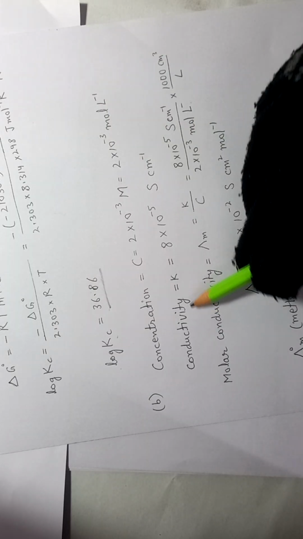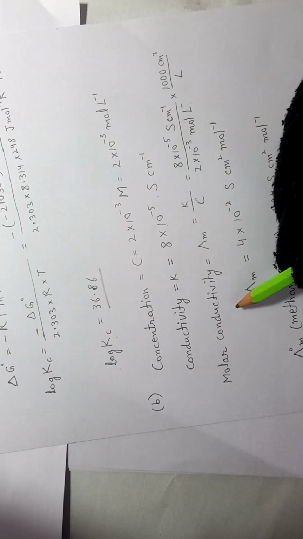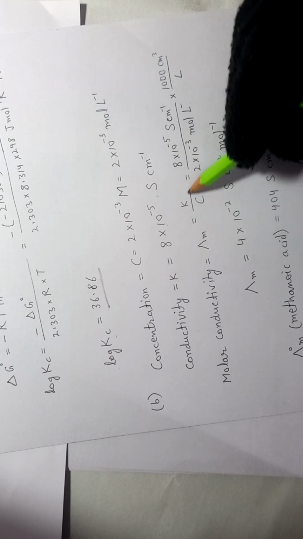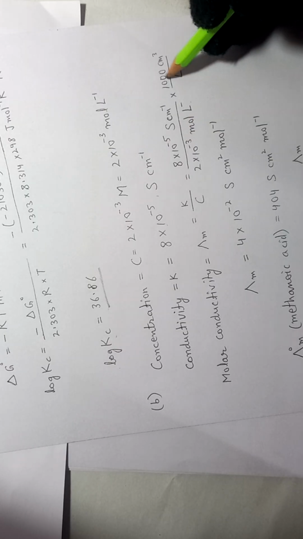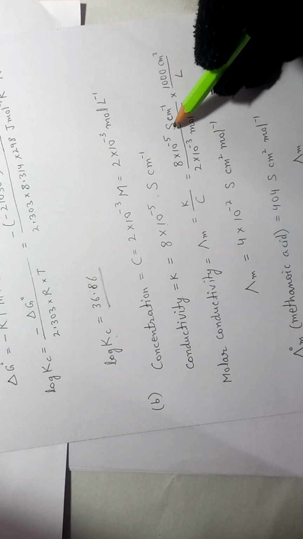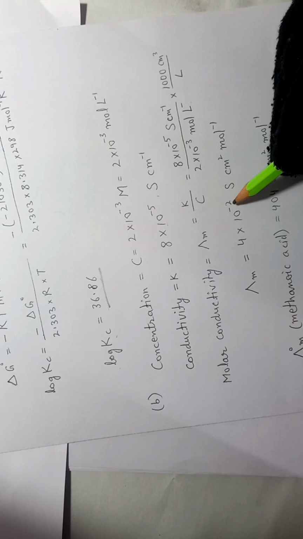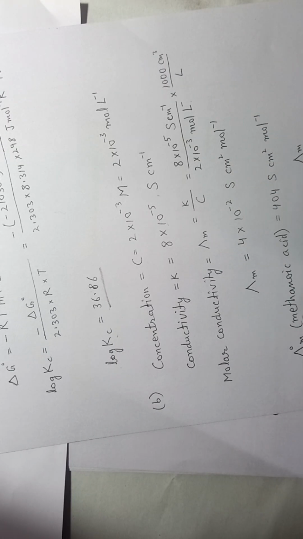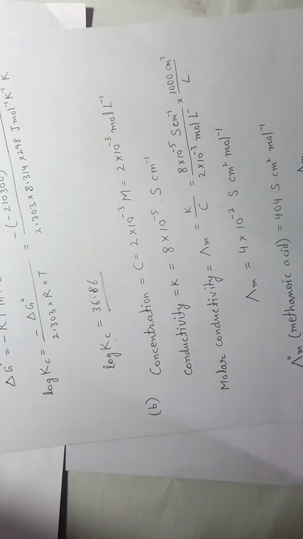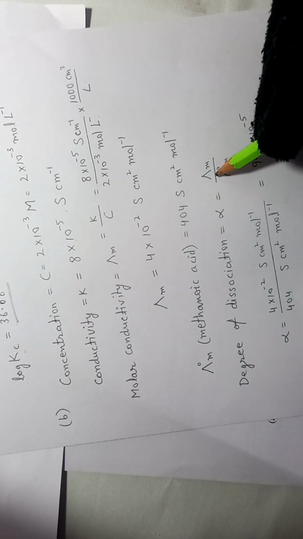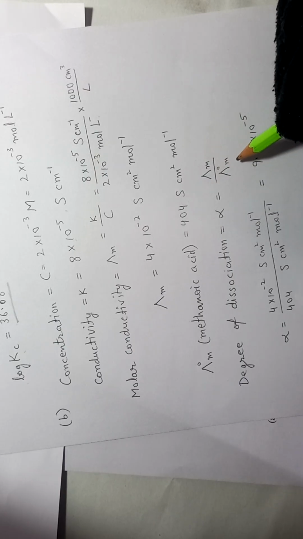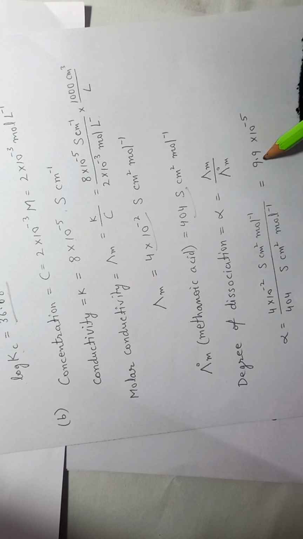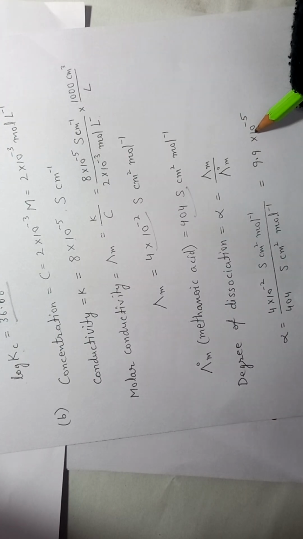Now conductivity kappa is this much. Now molar conductivity is related with kappa and C in this form. So molar conductivity will be equal to this much, and substituting the values we get 4 into 10 to the power minus 2 Siemens per centimeter square per mole. Now for methanoic acid, lambda naught m is given. Now degree of dissociation is alpha equal to lambda m by lambda naught m. And substituting these values, which have been calculated here and here, we get it is 9.9 into 10 to the power minus 5.